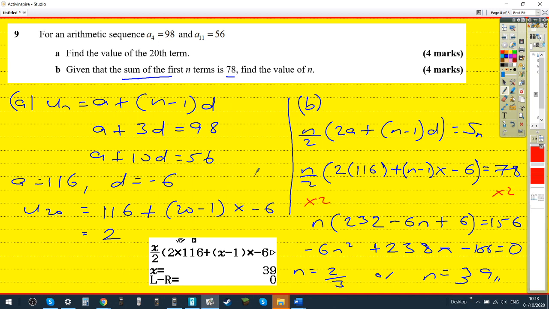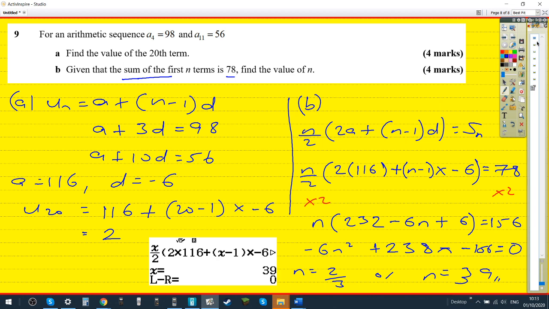Good for the first half, simultaneous equations, that's all right. And then second half, just read it carefully. It's not the nth term, it's the sum of the first n terms, and so it's the sum arithmetic series formula. Sub in a, sub in n, and solve. Any questions there? No. Cool.